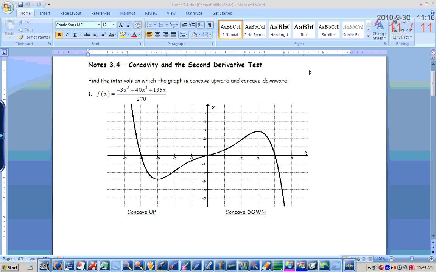Concave up is like that, up like a cup, and concave down is like this, down like a frown. Very good. Up like a cup and down like a frown.